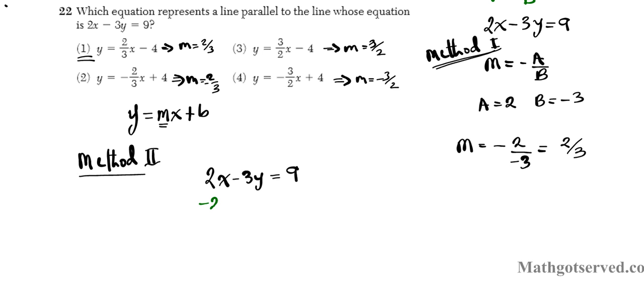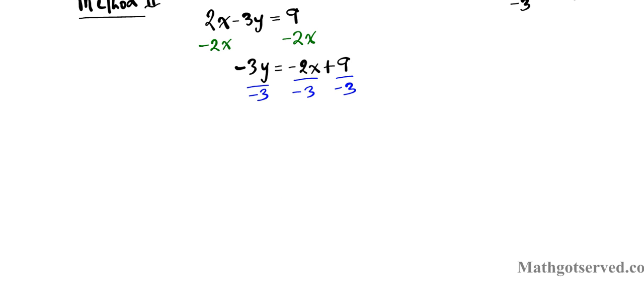So we subtract 2x from both sides. It yields -3y equals -2x plus 9. And then you divide every single term by the coefficient of y, which is -3. Divide this by -3, divide this by -3, divide that by -3. Alright, so let's simplify that. This one divides out, y equals, minus of a minus is plus, you can just slash and dash, 2/3 x, plus of a minus is minus 3.